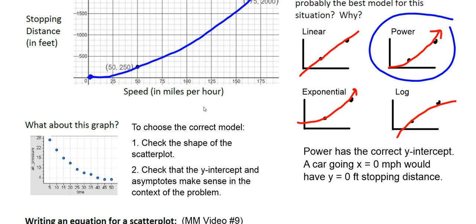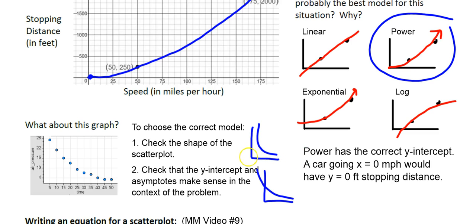How would you choose the correct model? Well, either one could fit this data nicely. So checking the shape of the scatter plot narrows it down to power or exponential. Then what you'd want to do is look at the difference between the decreasing power, which would look like this, and the decreasing exponential, which would look like this. One of them has a y-intercept, the exponential function, and the other does not. They both have a similar asymptote at the end.